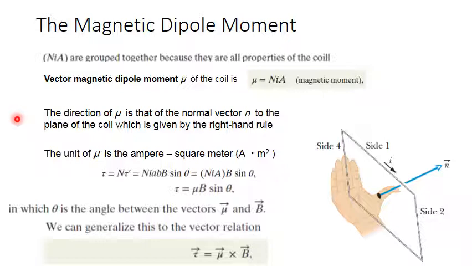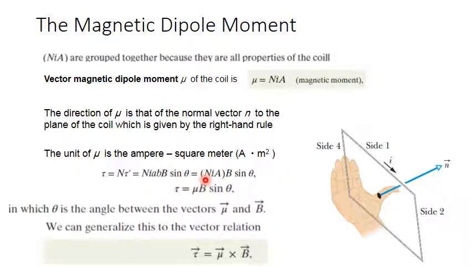Okay, we have seen in the last video how a current coil inside a magnetic field will introduce a torque, and we have seen that the torque would equal the number of turns of the coil multiplied by the current in the coil multiplied by the area of the coil multiplied by the magnetic field applied to the coil multiplied by sine of the angle between the normal to the coil and the direction of the magnetic field. And we have obtained this simple rule.